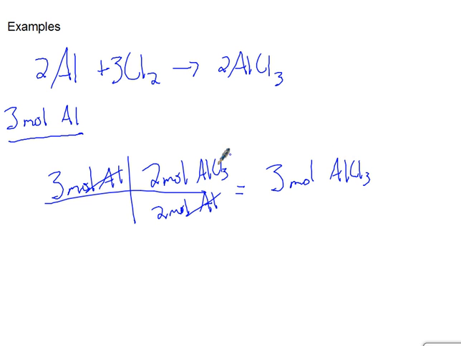Okay, and again, it doesn't matter that we have excess chlorine gas over here because we've completely used up all the aluminum, and once the aluminum is used up, we cannot produce any more aluminum chloride. Let's take a look at one more example here.